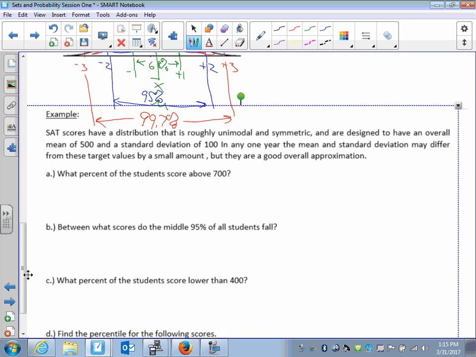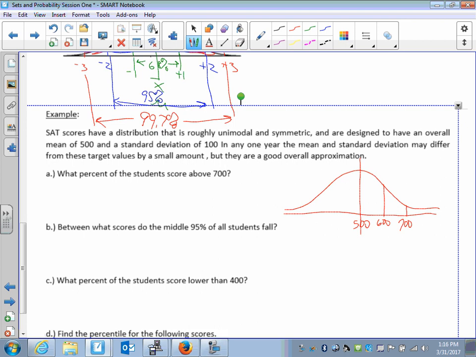Okay, well, let's take a look at this. What we're told is that we have a normal curve, and in this particular case, the mean is 500, and the standard deviation is 100. So if I go 100 to the right, that is 600. If I go 200 to the right, that will be 700.